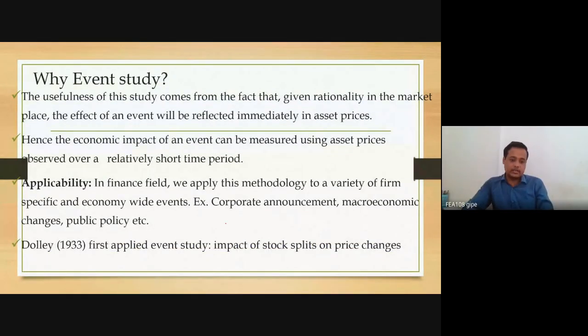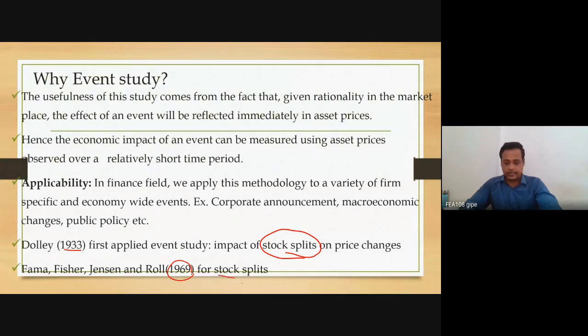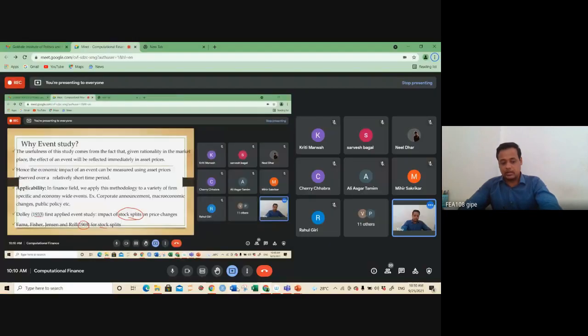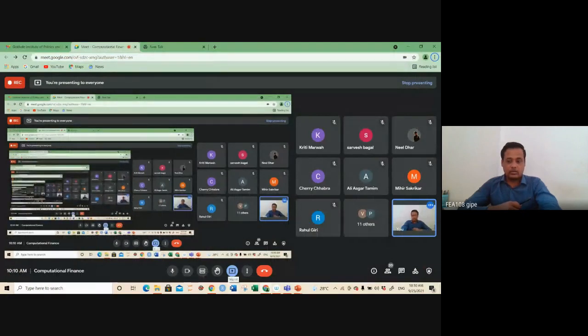Now, this event study was first applied by Dolley in 1933. He studied the impact of stock splits on stock price: whenever a stock split happens, how much it impacts the stock price. Then Fama, Fisher, Jensen and Roll in 1969 applied it again to stock splits.